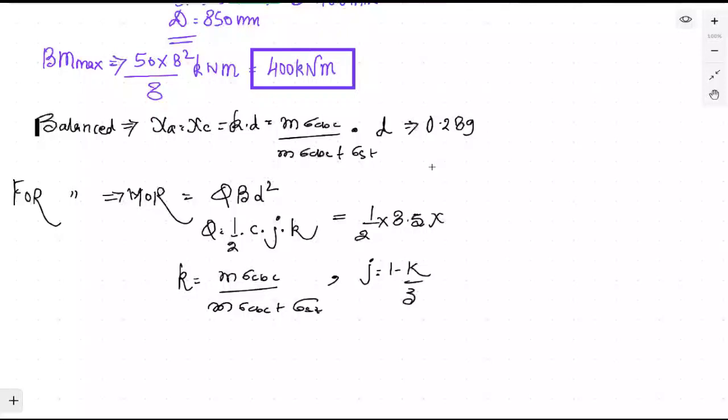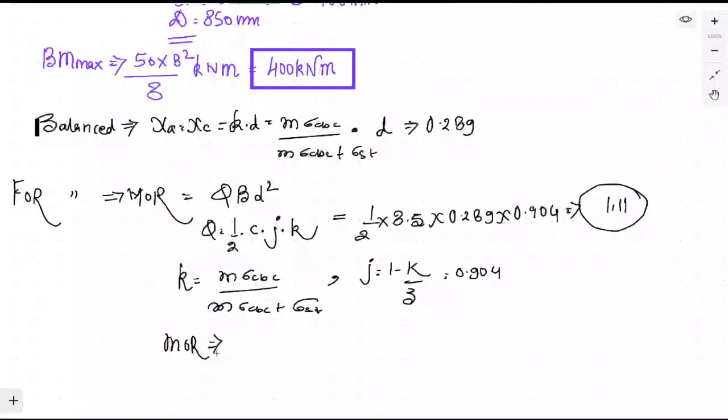So if this is the value of K, it means that this will be half into C J K. K is 0.289, and J will be equal to 1 minus K by 3, which will be equal to 0.904. It means that you can calculate the value of Q. This is 1.11. This is the value of Q. It means that for the balance case, you can calculate the moment of resistance. The moment of resistance for the balance case is Q, that is 1.11 into B into D square. This is the balance moment.